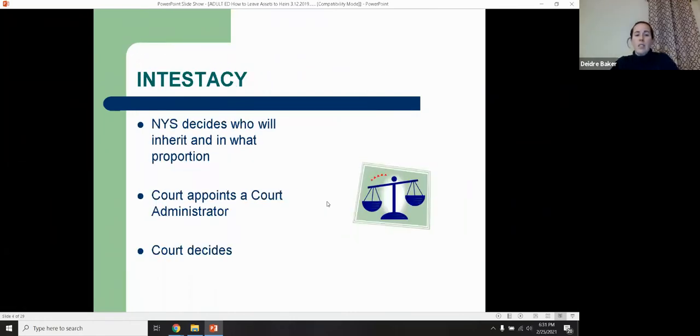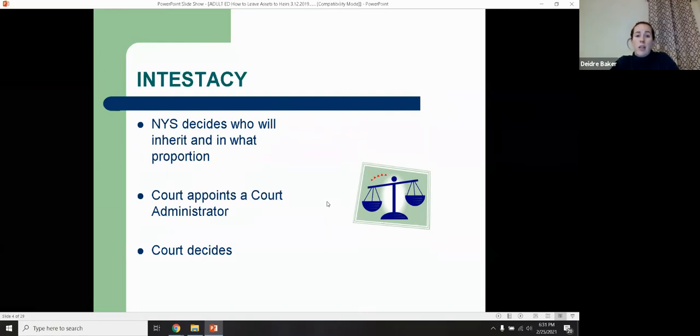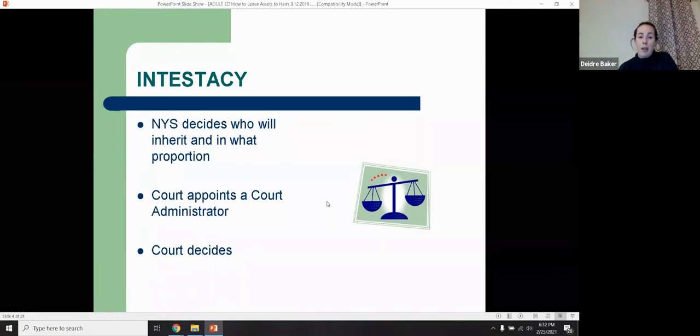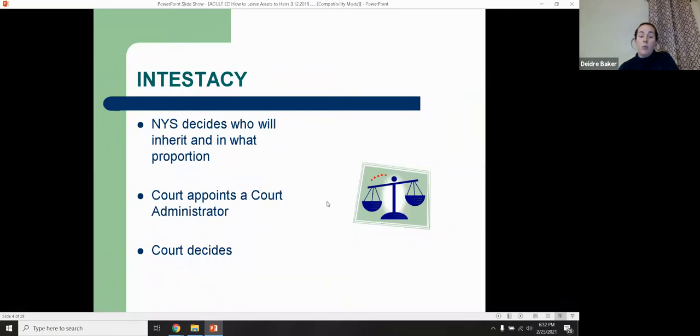So essentially, when you die without a will in New York State, the state determines who receives your property and in what percentage. The court will ultimately appoint someone known as an administrator, and the administrator, his or her job basically is to file a petition with the court, file all the other necessary papers, and they're the ones who will collect your assets, open an estate bank account, and ultimately distribute the assets of the estate according to what the court dictates.